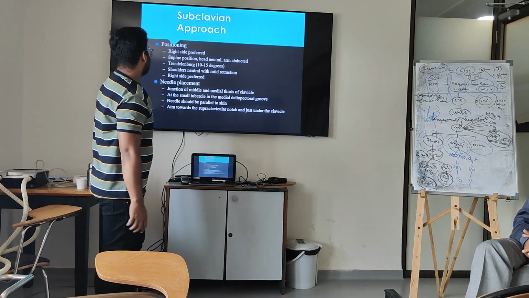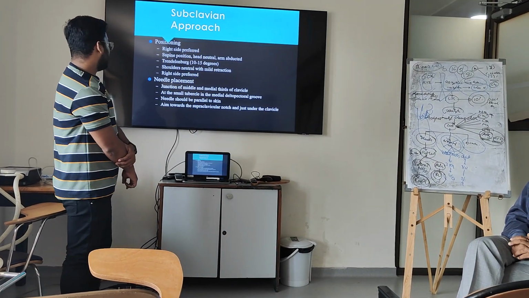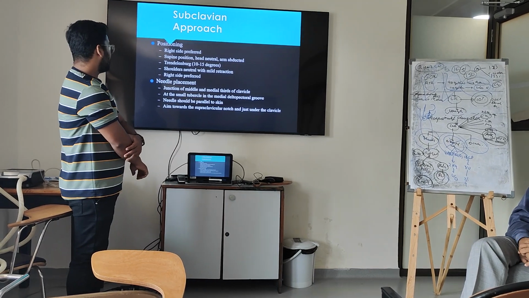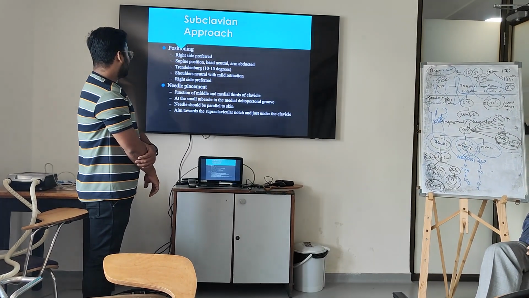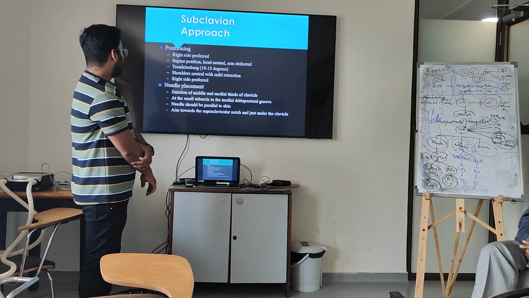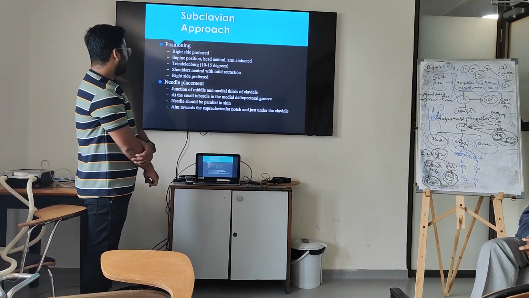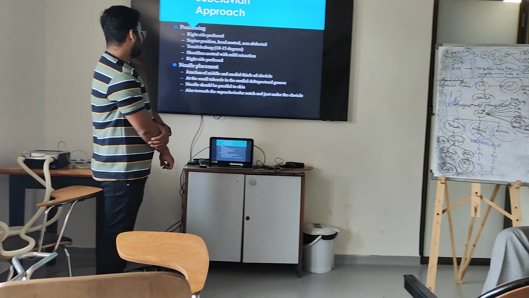The subclavian approach. The positioning: right side is preferred. Supine position, head in neutral position, and arm abducted. Trendelenburg 10 to 15 degrees. Shoulder in neutral with mild retraction. The right side is preferred.